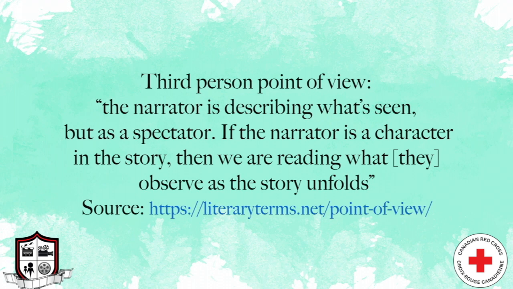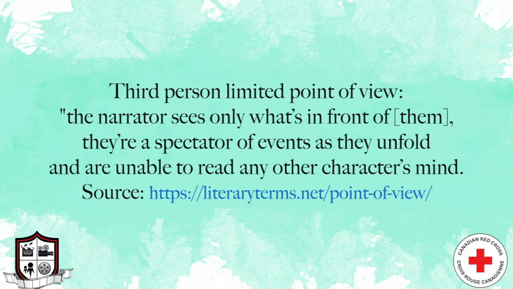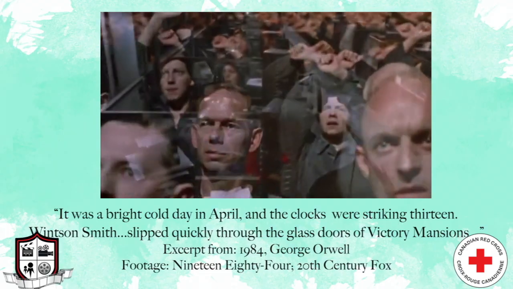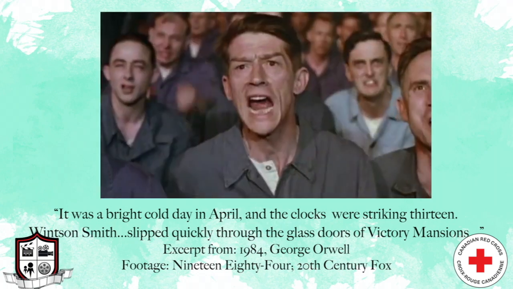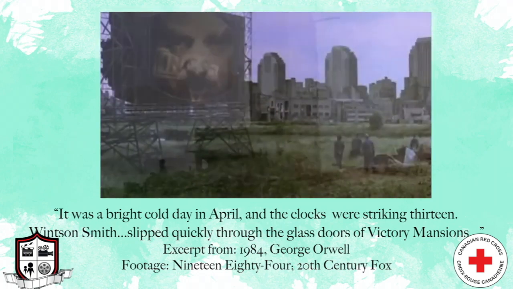In the third-person point of view, the narrator is describing what's seen, but as a spectator. If the narrator is a character in the story, then we are reading what they observe as the story unfolds. This perspective also has subcategories like third-person limited, where the narrator sees only what's in front of them. They're a spectator of events as they unfold and are unable to read any other character's mind. For example, in 1984, third-person limited is used to heighten the oppressive, dystopian atmosphere the main character lives in.